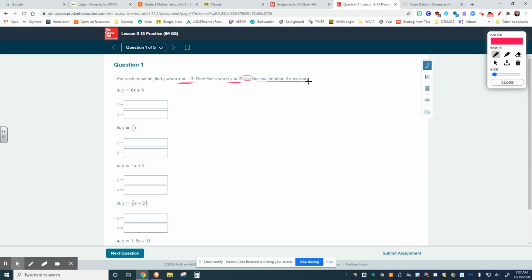When we talk about these ordered pairs, so talk about number A, to be able to find the value of y, we need to substitute the value of x. So that means for the first situation, y is equal to 6 times the value of x that was given right here, x equals -3, plus 8. 6 times -3 is -18, and -18 plus 8 means that y is equal to -10.